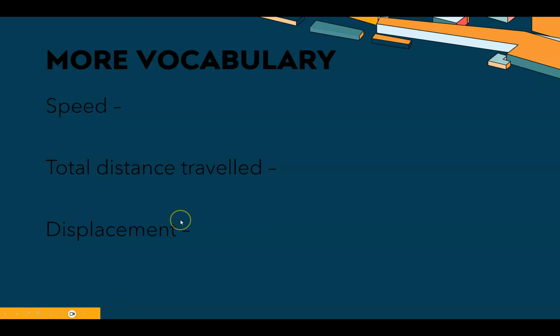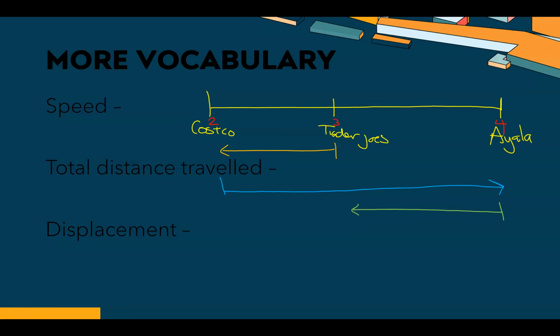Displacement is a little bit weirder. So let's say there were 3 things on the same street. There was Costco, there was Trader Joe's, and there was a school called Ayala, which is where I teach. And they were all 1 mile apart, which is not quite correct, but we're going to simplify the math. And I just wanted these to have kind of a little bit stranger numbers. So it's like mile marker 2, mile marker 3, and mile marker 4. You can think exit signs on a freeway, that kind of thing.